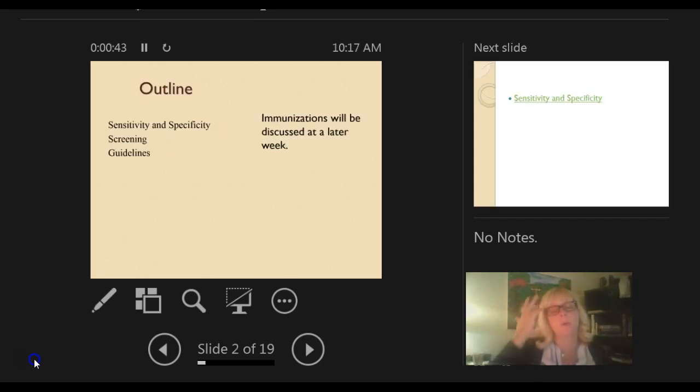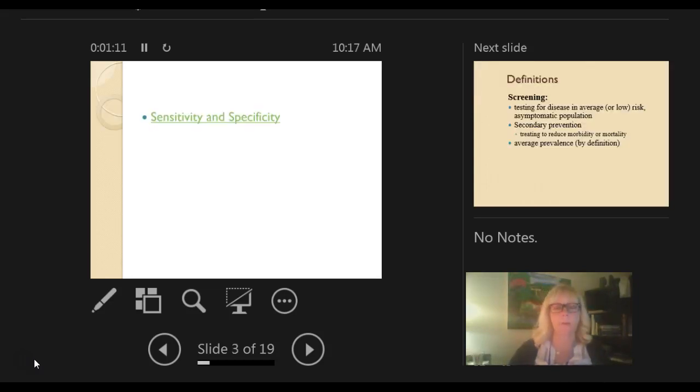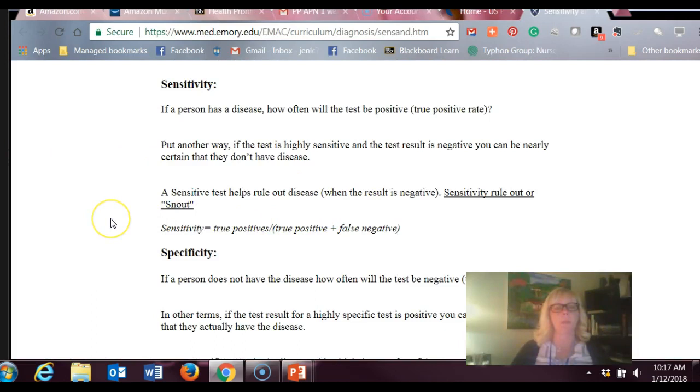So we're going to talk briefly about sensitivity and specificity, because that is one of the ways they come up with these guidelines, doing their trials. Then screening, and then we'll go through the United States Preventive Services Task Force guideline, and I'll talk about all the other organizations, institutes, societies, etc., that have their own guidelines, and then what we're going to focus on. Dr. Parvey talks about immunizations at a later week. So I'm going to click on the sensitivity and specificity here, and we're just going to go through it briefly. Dr. Parvey also has a lecture that goes into a little bit more depth, but this is pretty much what it is.